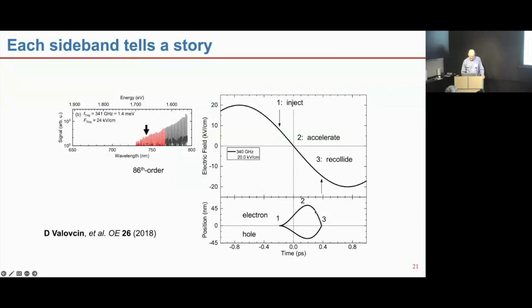And you notice that this is just a classical Newton's law calculation. The speed here is highest right before the recollision. The other lower order sidebands were injected later and recollide earlier and gain less kinetic energy.